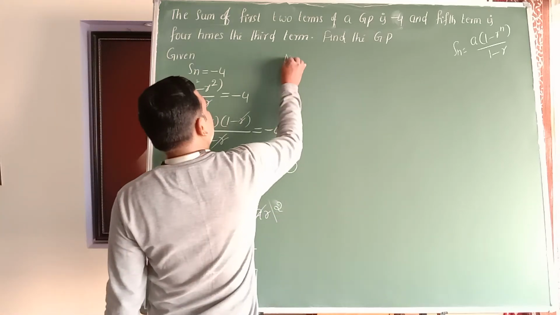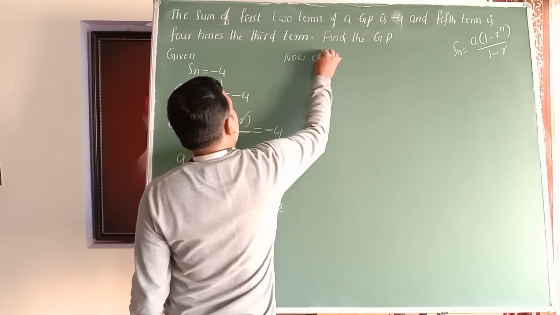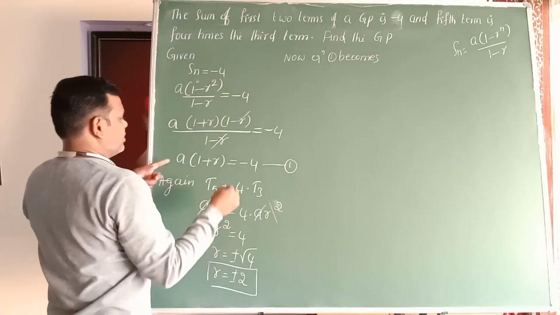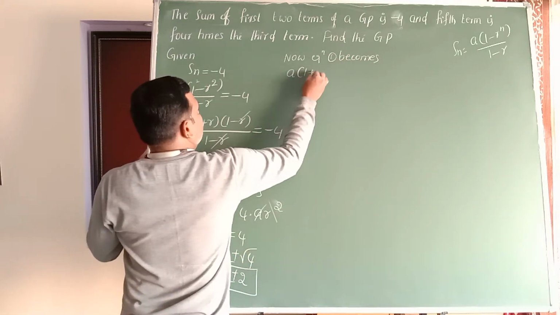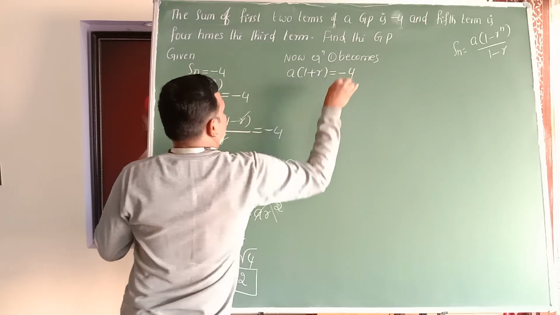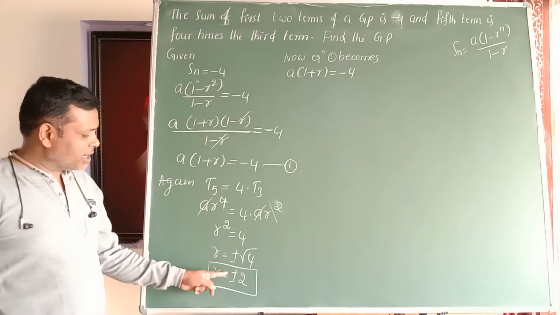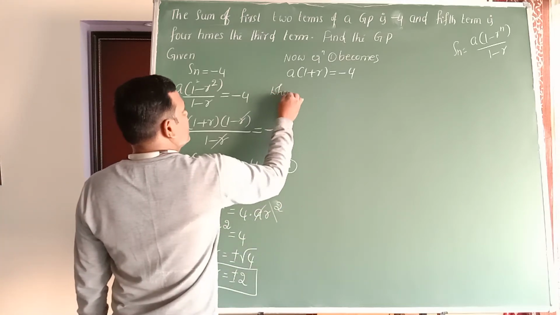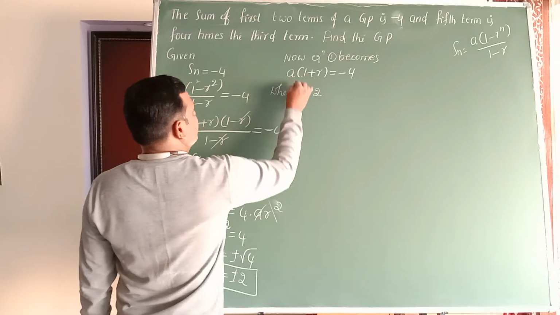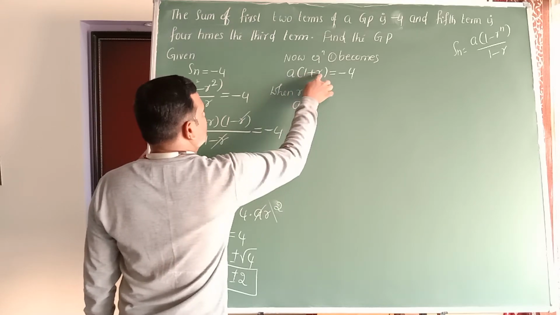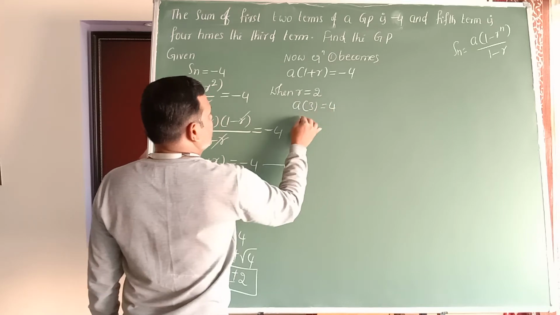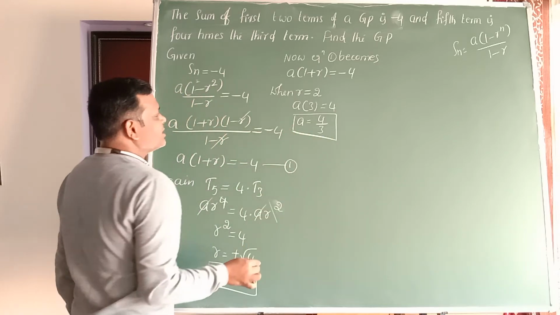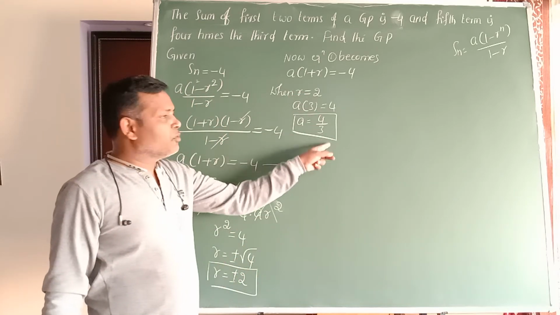Now what is the first equation? Equation 1 is a into 1 plus r is equal to -4. We have the two values of r: r is equal to plus 2 and r is equal to -2. Now when r is equal to plus 2, what happens here? a into 1 plus 2, that is 3, is equal to 4. Therefore a is equal to 4 by 3. This is one case. That means when r is equal to 2, a is equal to 4 by 3.